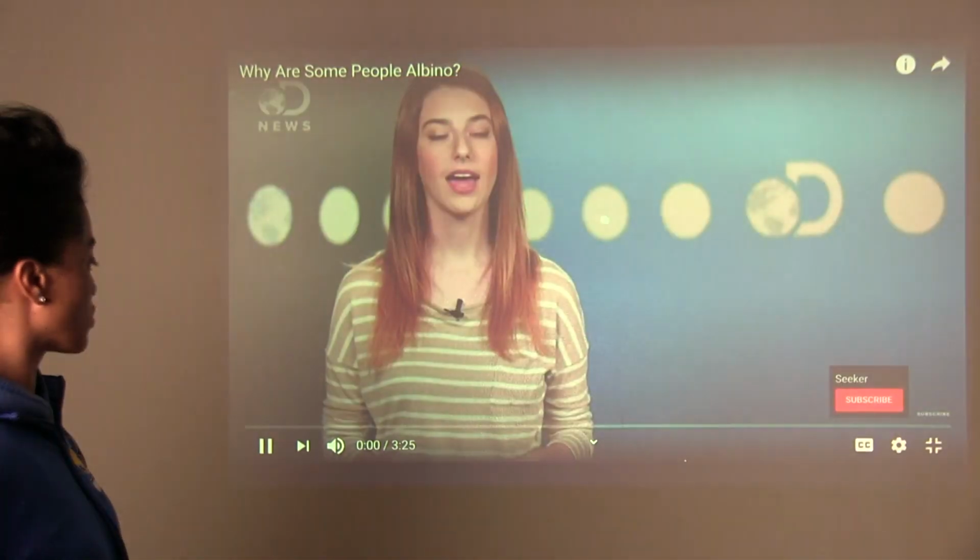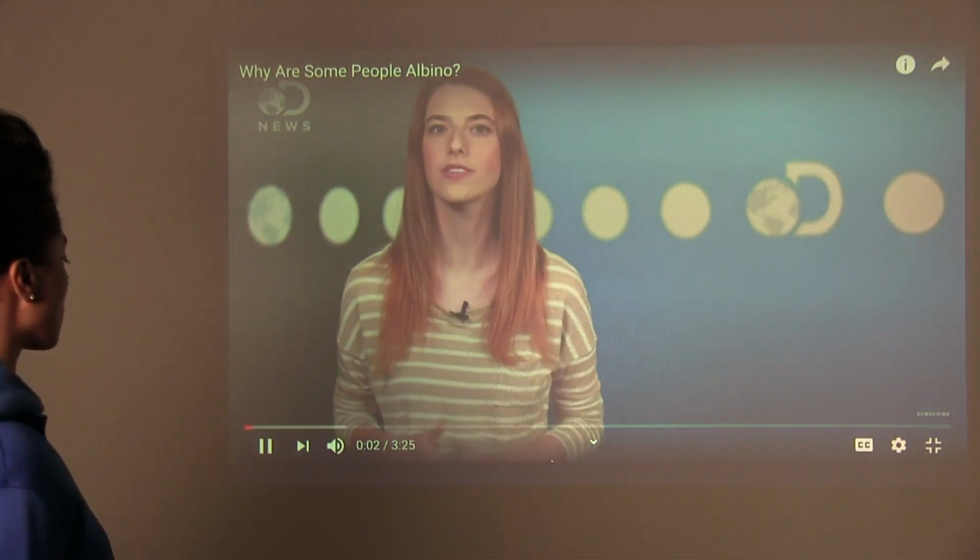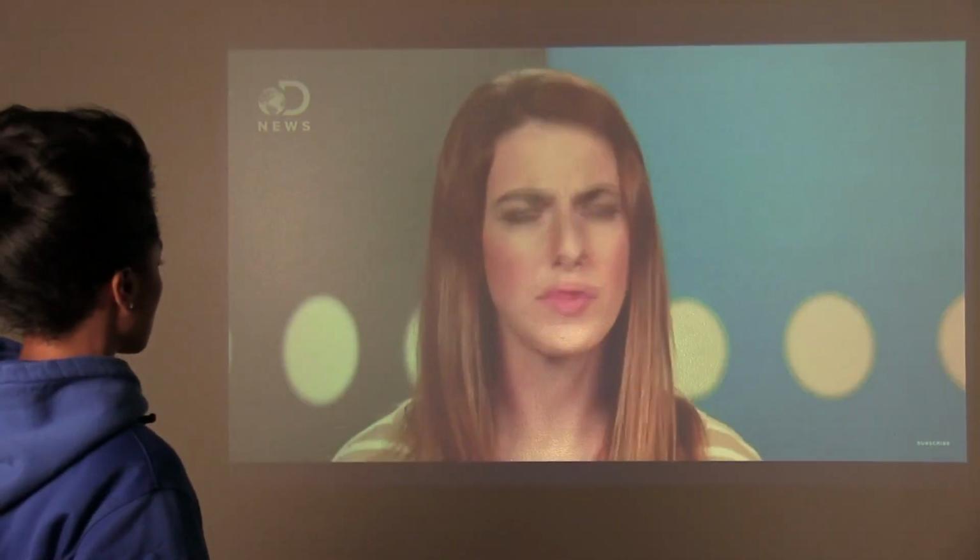Here we go. Albinism is a rare genetic condition where a person's body isn't able to make skin color. But what exactly is albinism and how common is it?